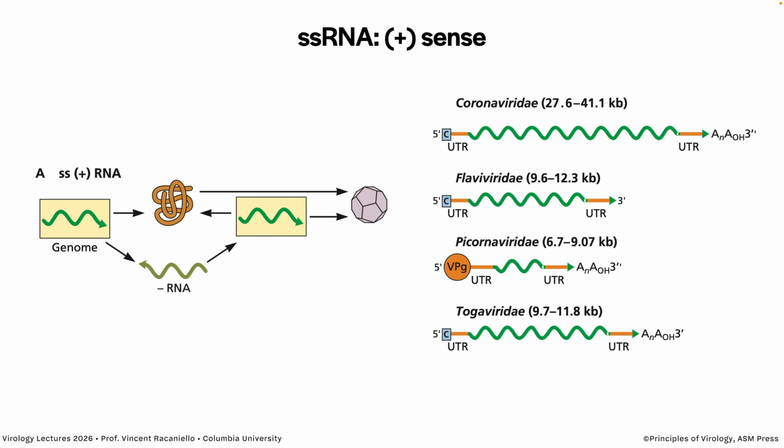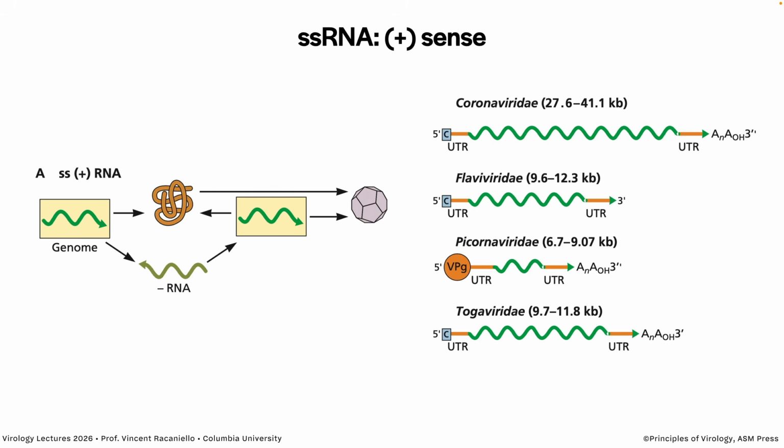And we have viruses with single-stranded RNA, and we have a number of different families here. We have the coronaviridae, or the coronaviruses, which you should recognize. SARS-CoV-2 and SARS-CoV are both coronaviruses. They have very long genomes, up to 41 kb, plus-stranded RNA. They typically have a cap at the 5' end, we'll talk about what that does, and a poly-A at the 3' end.